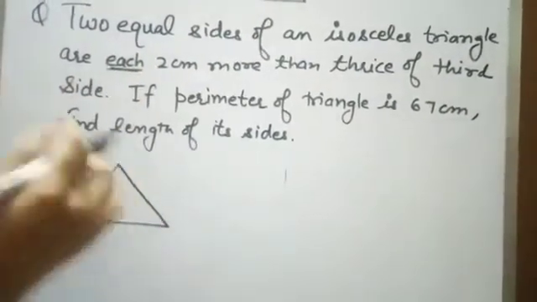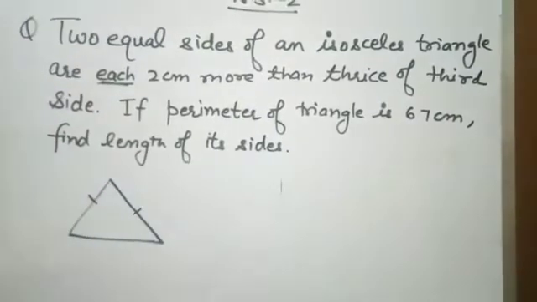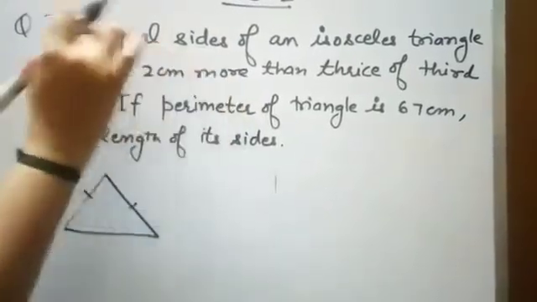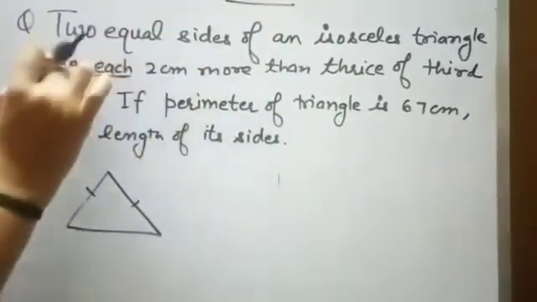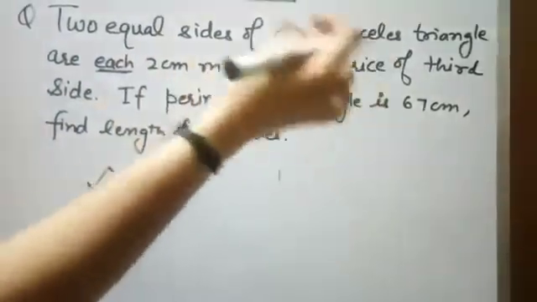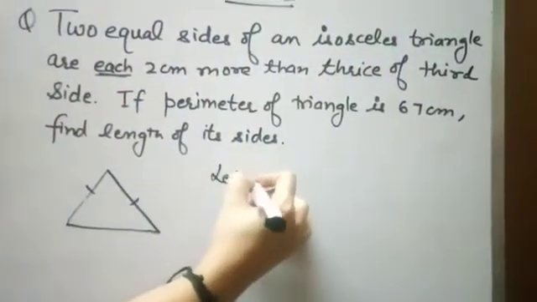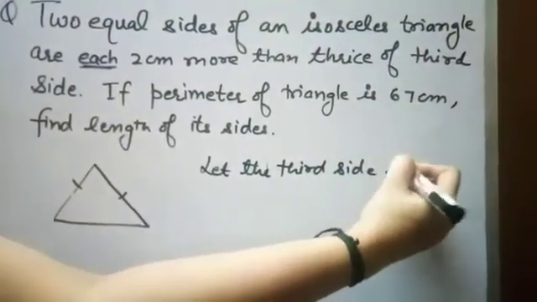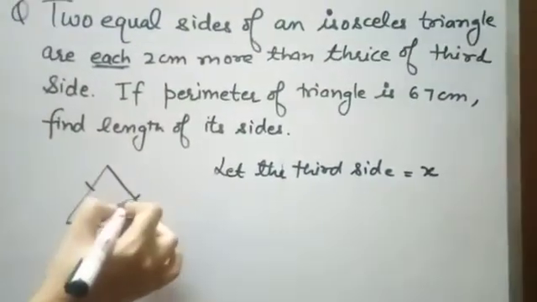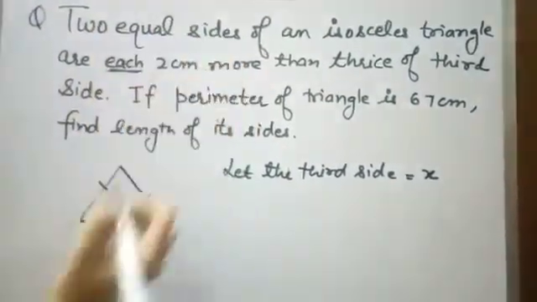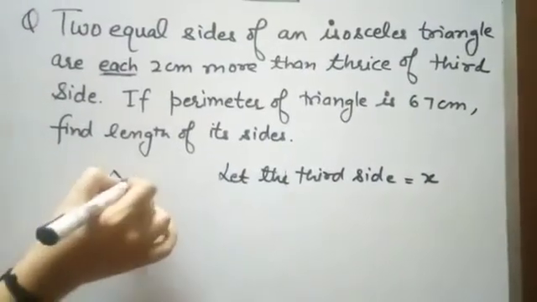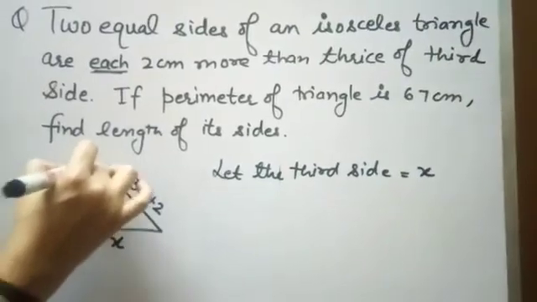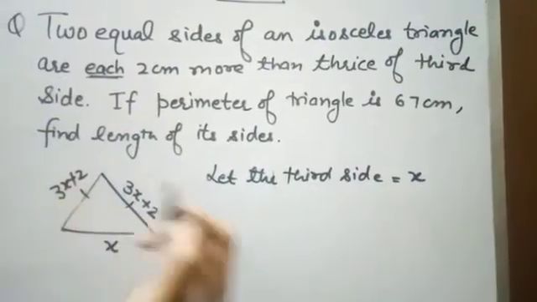Now my dear students, we all know that two sides of an isosceles triangle are equal, and the relation between those two equal sides and the third side is given to us. Two equal sides of an isosceles triangle are each 2 centimeter more than thrice the third side. Let the third side be x. And now these two equal sides are 2 centimeter more than thrice this third side. Thrice of x is 3x and 2 more means you have to add 2. It means the measurements of these two equal sides are 3x plus 2, 3x plus 2.